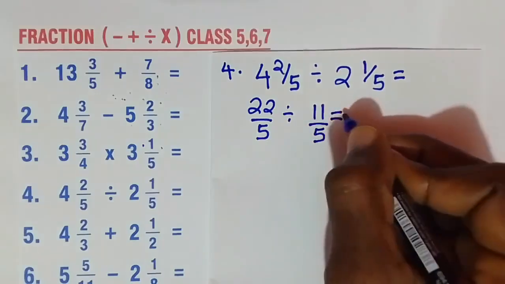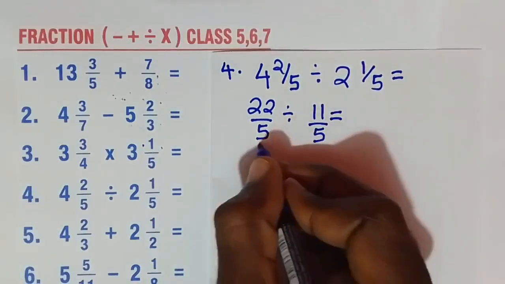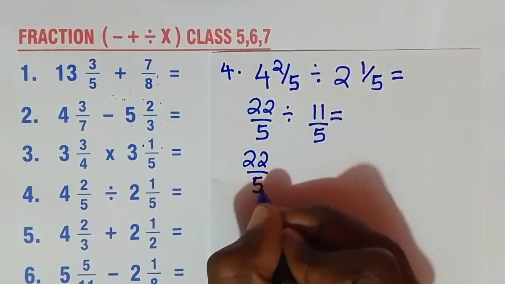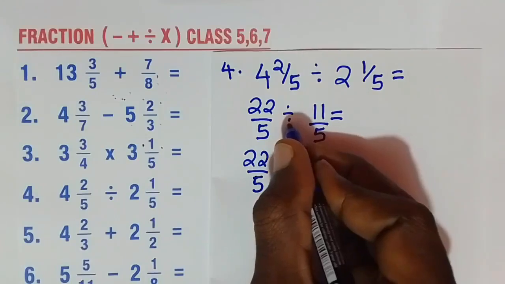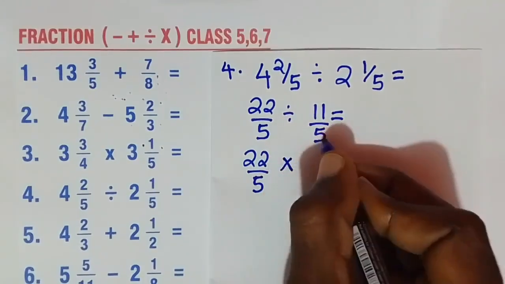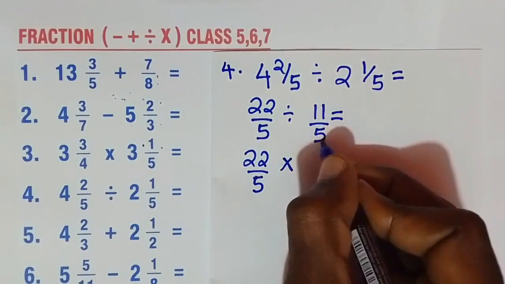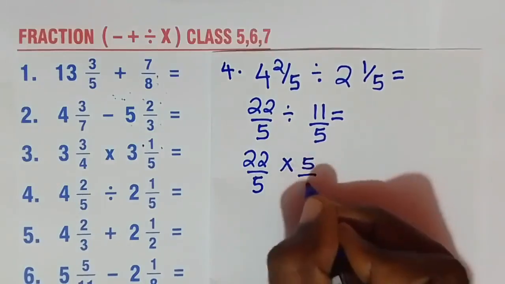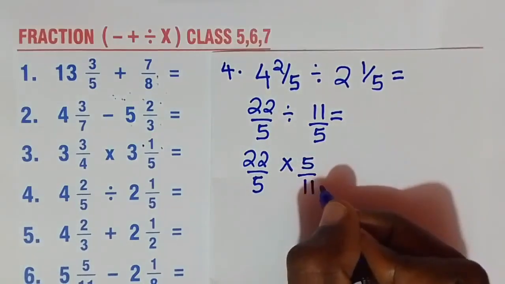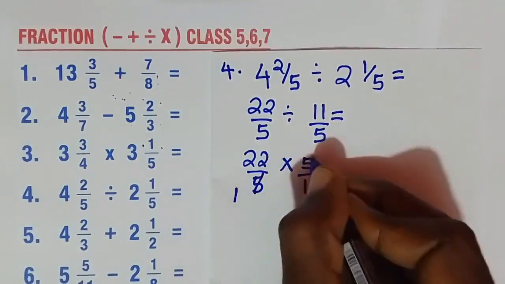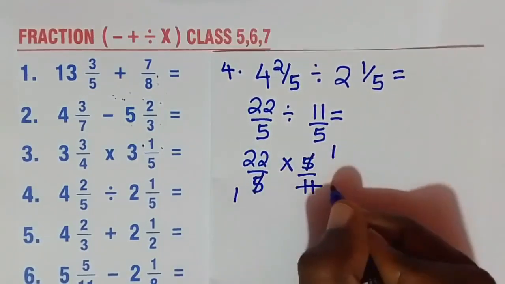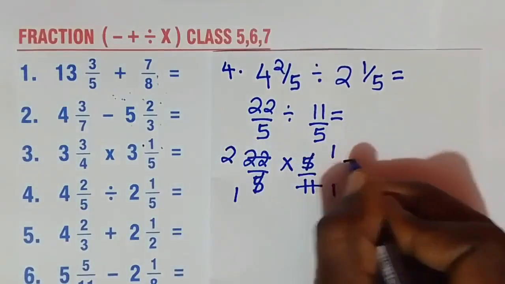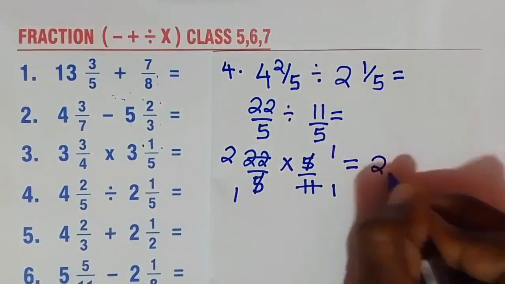This is equal to, we are going to keep the first fraction, that is going to be 22 over 5. We'll change division to multiplication, and then we are going to reciprocate 11 out of 5. That 5 will be up and 11 will go down. 5 over 11. We can simplify here by 5, 1, by 5, 1, by 11, 1, by 11, 2. 2 times 1, we get our answer equal to 2.